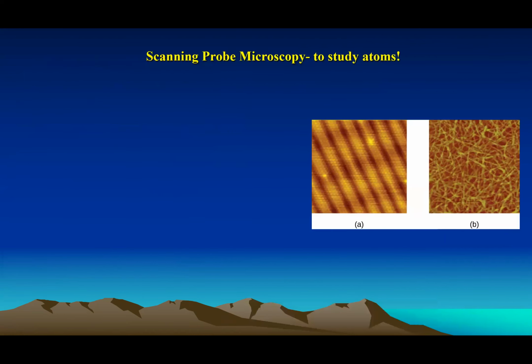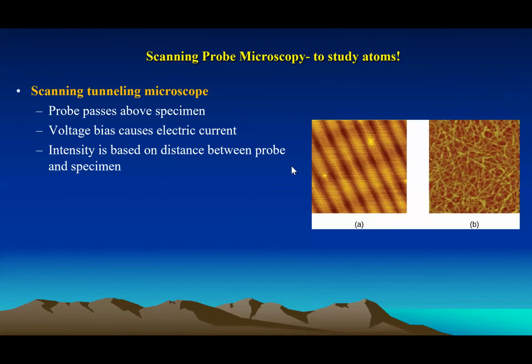The most sophisticated microscopy would be the scanning tunneling microscope, where there'll be a probe that passes above the specimen. A voltage bias will cause an electric current, and the intensity is based on the distance between the probe and the specimen. So these are very, very high resolution for studying atomic structures.